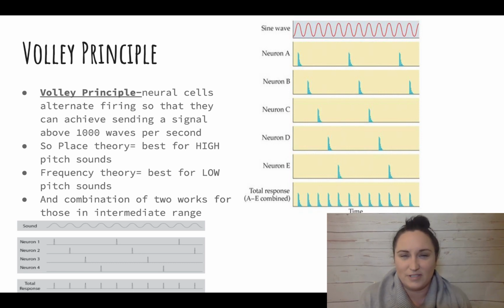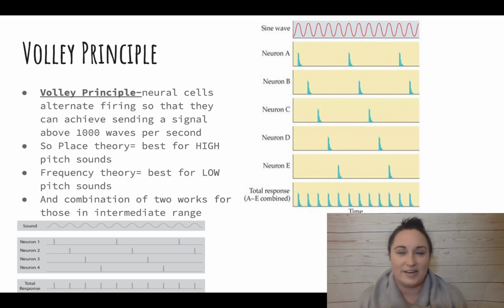I know this Volley Principle is a little confusing. So just think of them as like a little army of neurons, and they all are firing part of the whole message. So together, our brain can get the whole message. And then place theory is high, frequency theory is low.